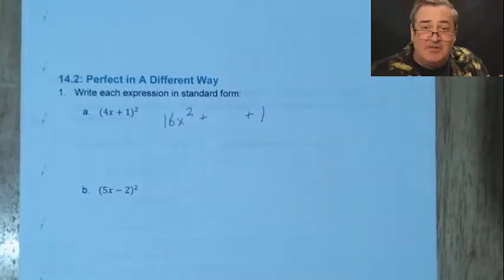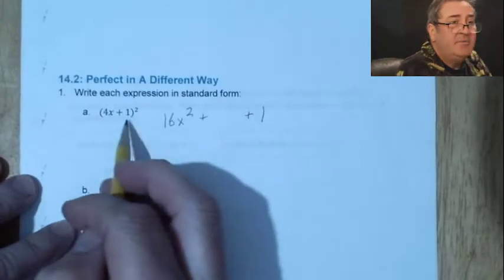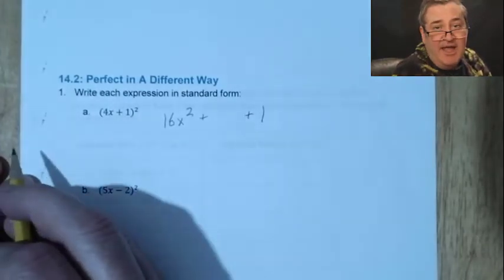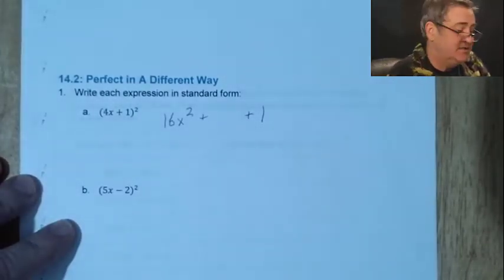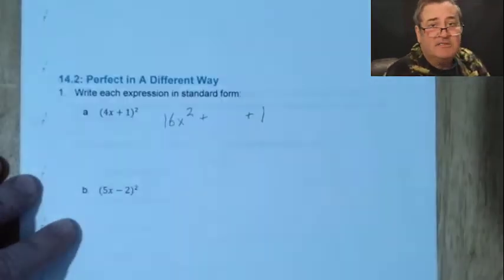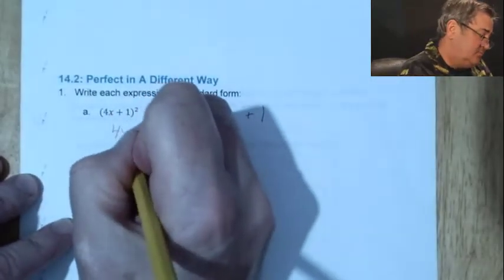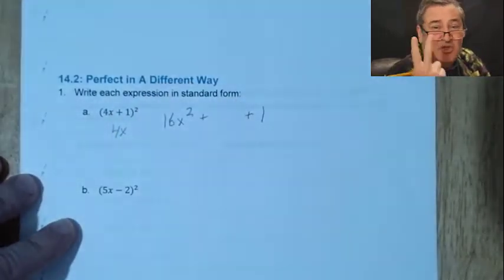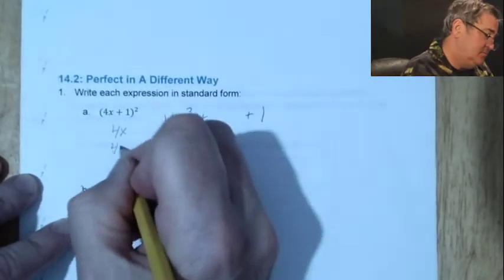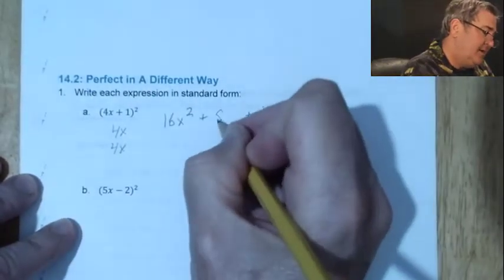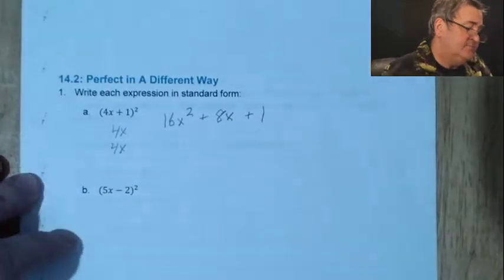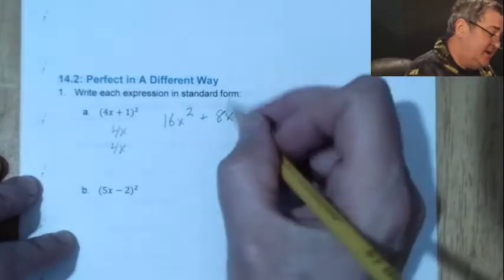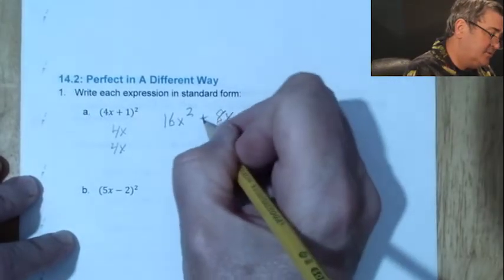But to get that middle term, we multiply these by each other, and then we add that together twice. 1 times 4x is 4x. And since we need 2 of those, we have 8x. So that would be 16x squared plus 8x plus 1.